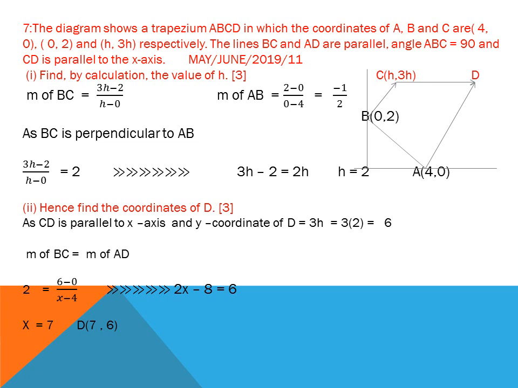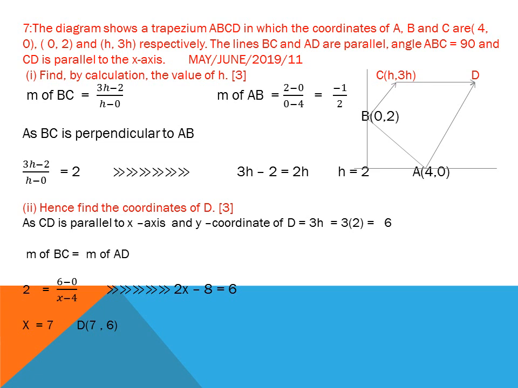Find by calculation the value of h. First I find the gradient of BC, using y2 minus y1 over x2 minus x1. Then I find the gradient of AB, y2 minus y1 over x2 minus x1.